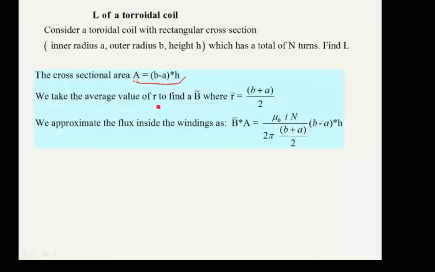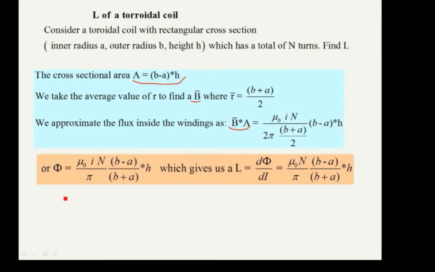Now what I'm going to do is take some average values. So we're going to take the value of R to give us the average B, and the average value of R will just be halfway between A and B, so this would be B plus A divided by 2. We can approximate the flux inside the windings by just taking that average value times A, and A is this quantity up here. We have mu 0, this is just going into the toroid equation, mu 0 I times capital N, over 2 pi times R average, times B minus A times H. So I've just used the equation on the previous slide.